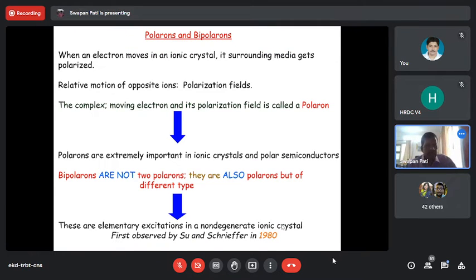In fact, when an electron moves in an ionic solid, its surrounding media gets polarized, with relative motion of opposite ions and polarization fields. The complex of the moving electron and its polarization field is called a polaron. That means the electron is not alone; it gets dressed up with the vibrations. That's called a polaron. Polarons are extremely important in ionic crystals and polar semiconductors. Bipolarons are not two polarons; they are also polarons, but of a different type. They are elementary excitations in a non-degenerate ionic crystal, first observed by Su and Schrieffer.